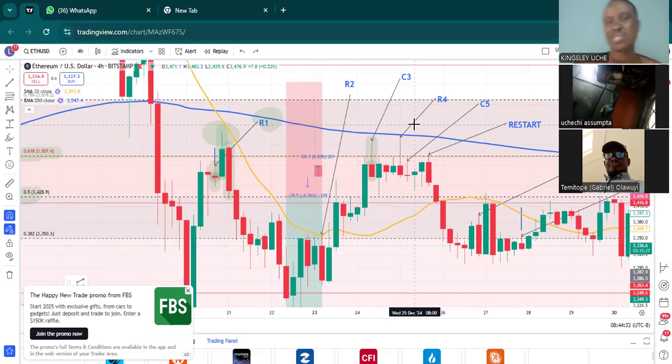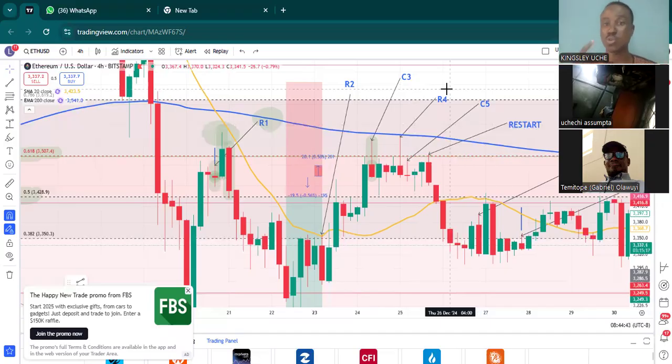Now we had a C3 here. A C3, and you can see the next candlestick formation, which we saw, gave us an R4. So meaning the market has not decided whether to go down or to go up at the moment. An R4 means the market wants to go higher. On the next candlestick formation, you can see we have a C5, and if you look at it correctly, you can see that we have a wick and a light bearish body.